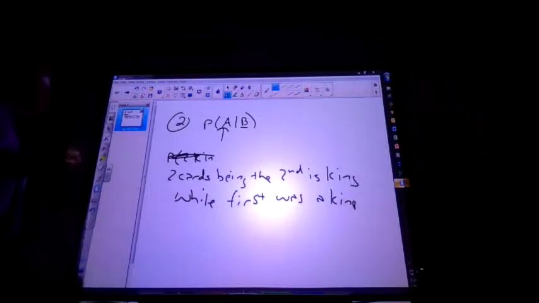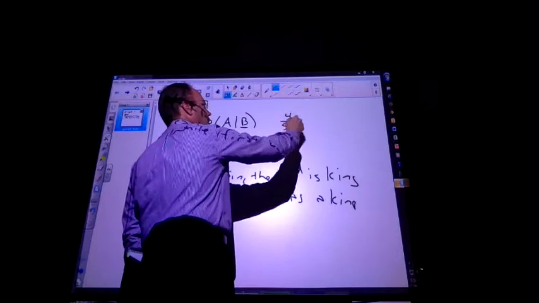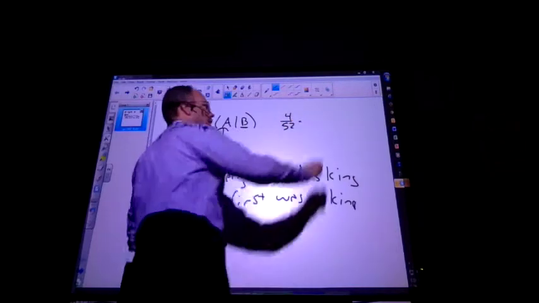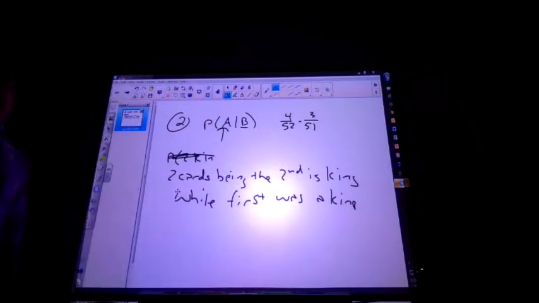That's basically what you're doing. So what's the probability of you drawing 2 cards, the second one being a king, given the first was already a king? Well, the first being a king is 4 out of 52, times the second being a king, which is 3 out of 51. Then you just multiply that together. So how do we do this on the homework? It says 0.7 and 0.4. What does that mean?